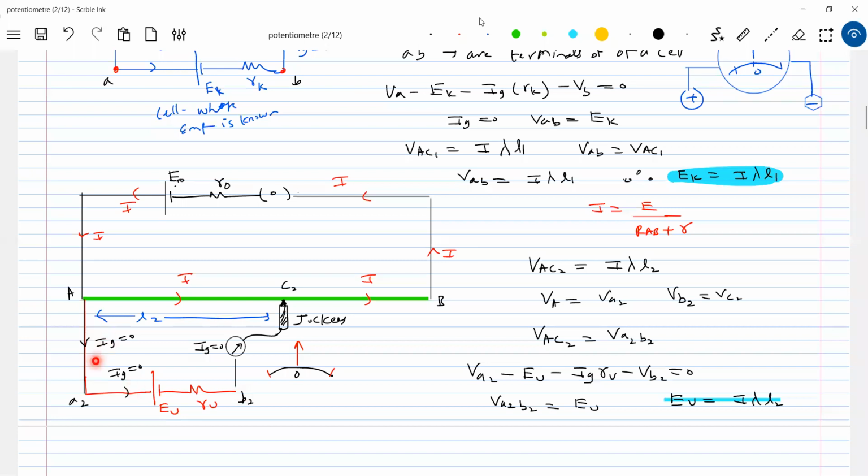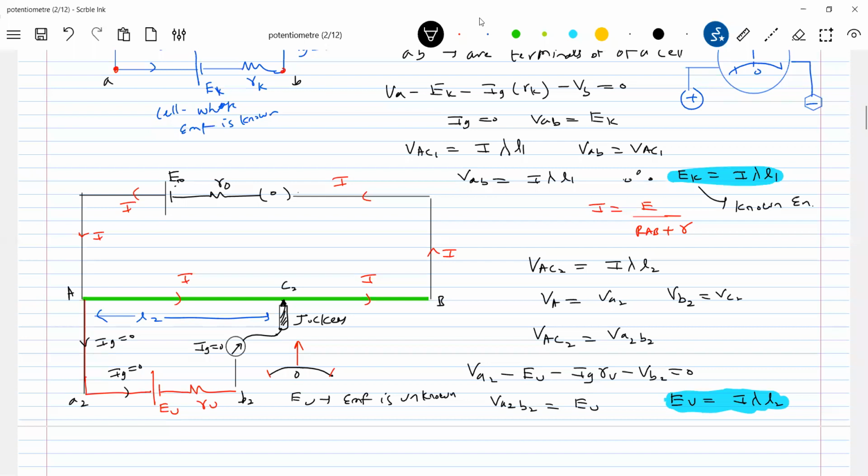Then no current will flow here, but there will be a flow of current elsewhere. So now I got one equation. What is this? EU is unknown. What do you mean by EU? It is the cell whose EMF is unknown. This one is known.